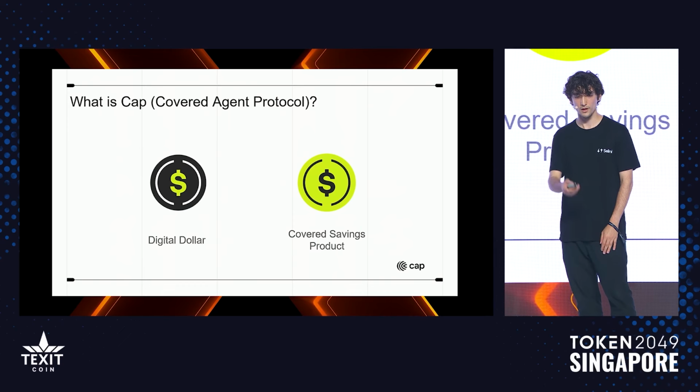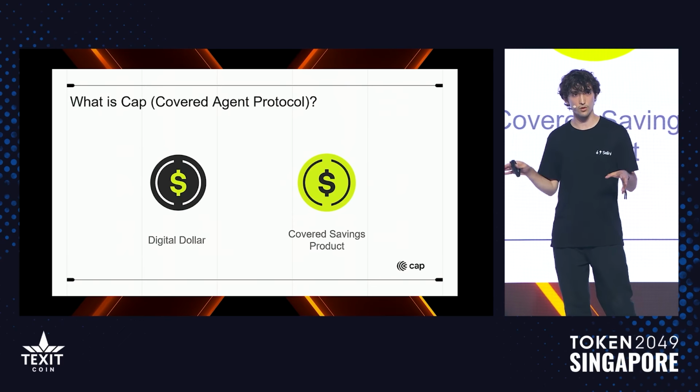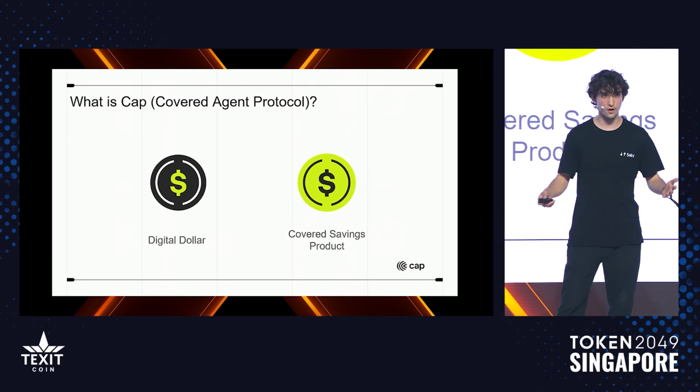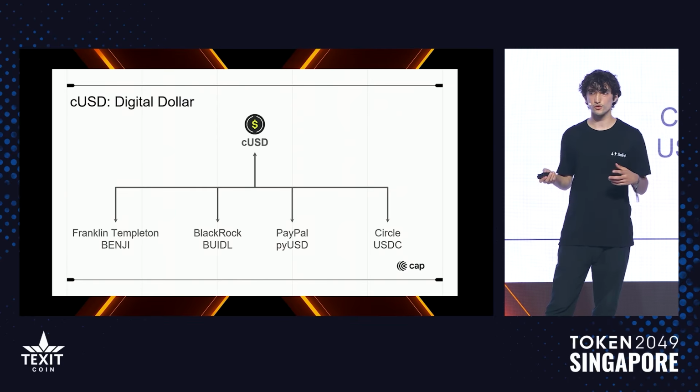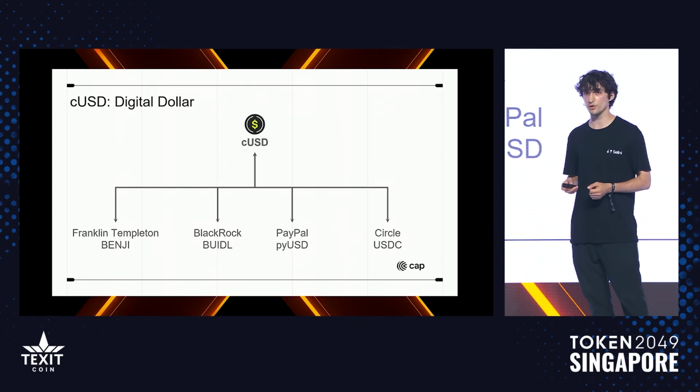So what is CAP? CAP is a stablecoin protocol for yield, and we achieve this goal via two different products. The first is our digital dollar, CUSD, and the second one is our insured or covered savings product. CUSD is a token that we use to organize all of the deposits in our protocol.